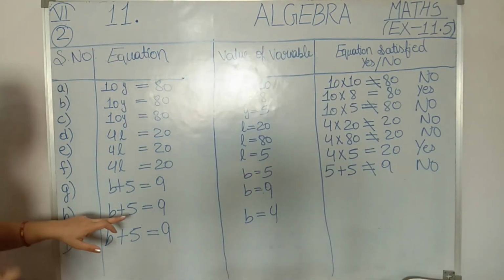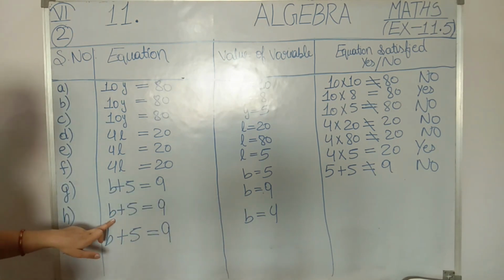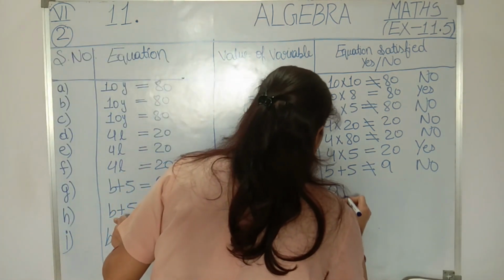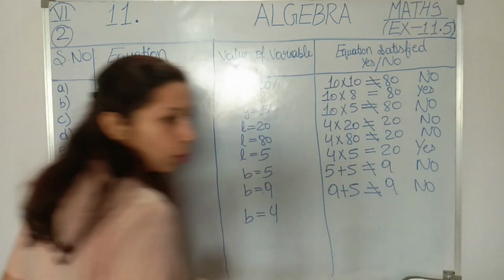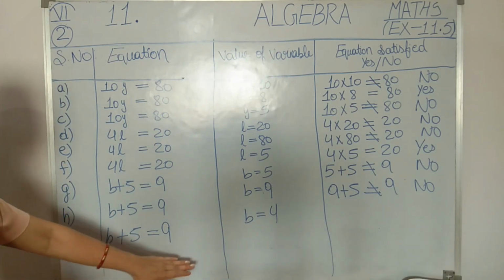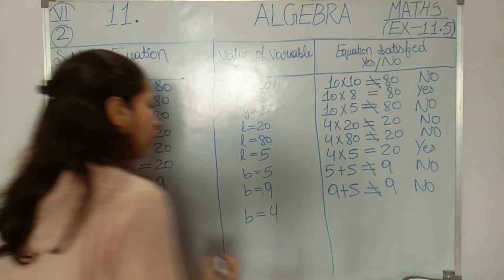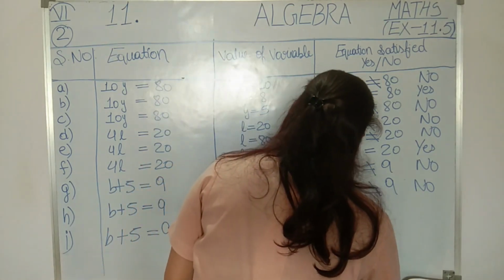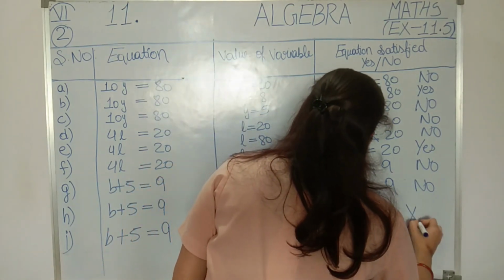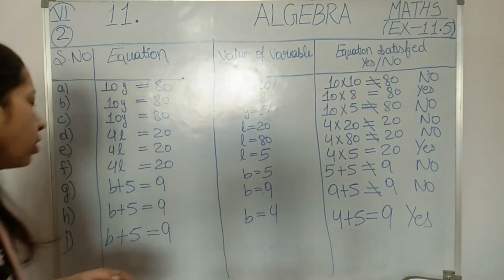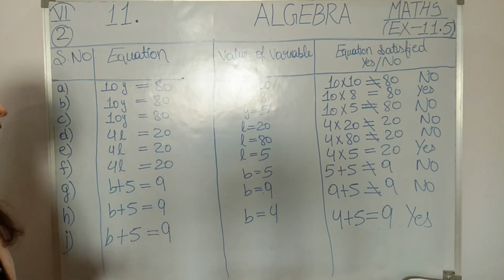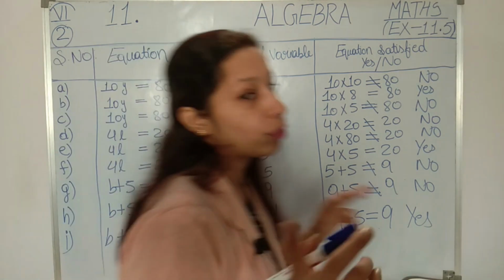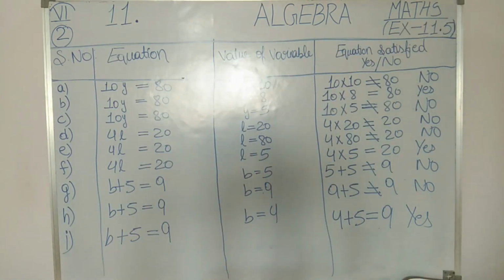Got it? Then again the next value of B is 9. So I will write 9 plus 5 is again not equal to 9. So the answer will be no. Okay. Last one, B plus 5 equals to 9 where the value of B we have to keep 4. And yes, of course, 4 plus 5 will give us 9 only. So here the equation is satisfied. In the same manner, students, you are going to solve point number J to point number O by yourself. Note it down, then we are going to see the next question. This you have to write in notebook. Again, I am repeating, this you have to write in notebook, so don't get confused.